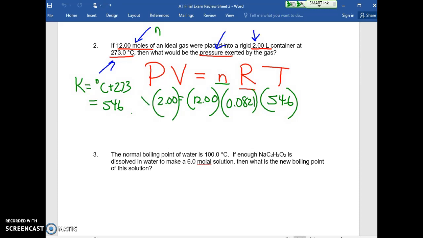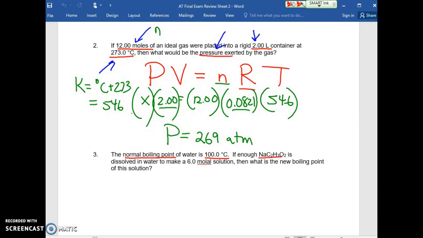And we're going to right now solve for pressure. Let's do it. Bang, about 269 atmospheres. Okay, let me pause for a moment. Bang. Okay, we're back.